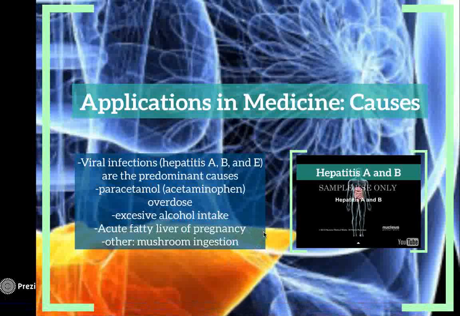Excessive alcohol intake. This is primary. Acute fatty liver of pregnancy, and others such as mushroom ingestion. There are different types of mushroom that can make you have a higher risk of having acute liver failure. Also, autoimmune disease. Liver failure can be caused by autoimmune hepatitis. Metabolic diseases. This is rare. Rare metabolic diseases such as Wilson's disease and acute fatty liver of pregnancy, as I told you, is infrequent, but it can also cause acute liver failure.